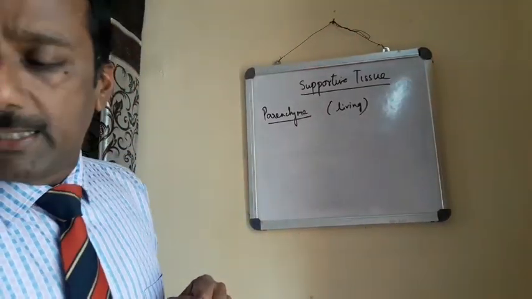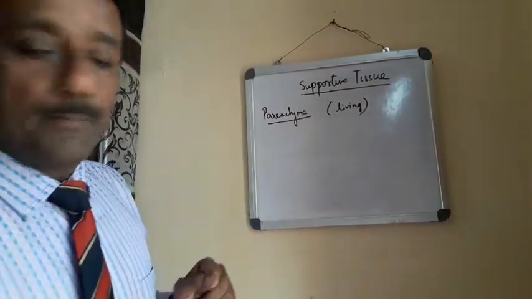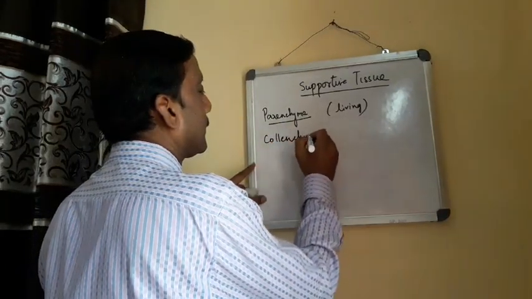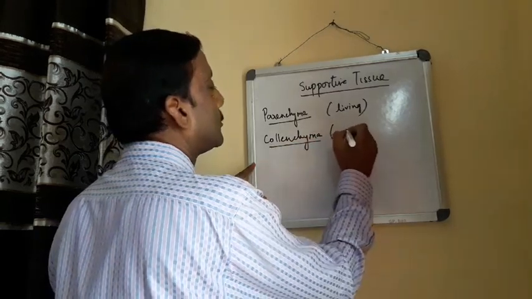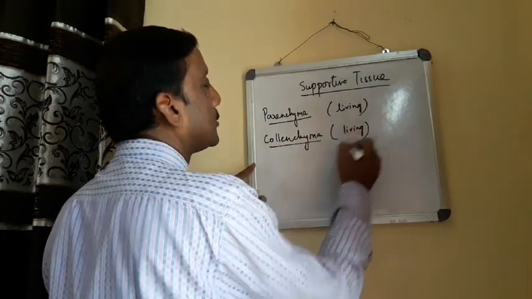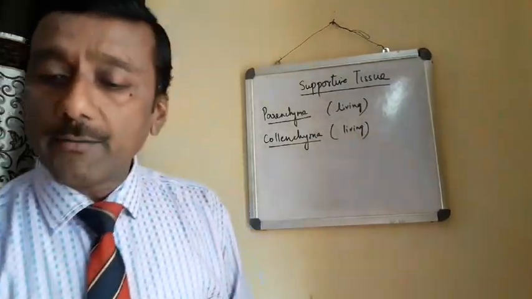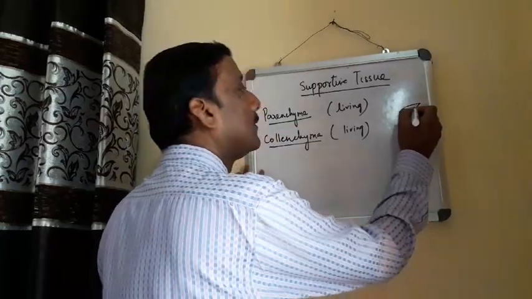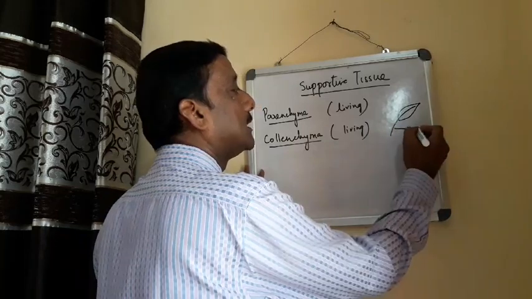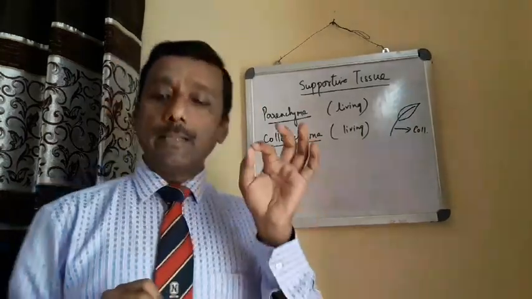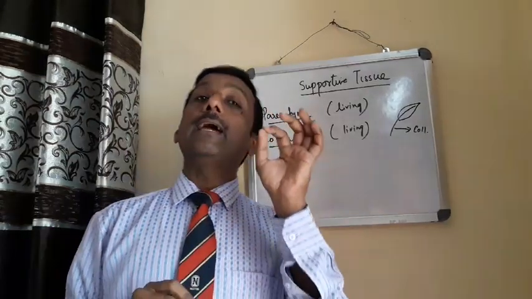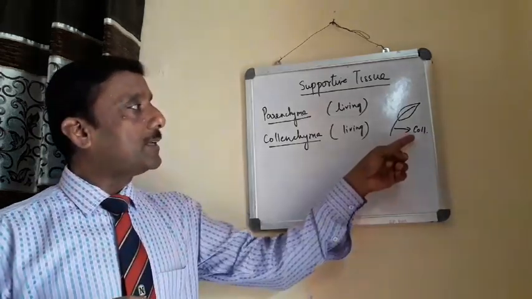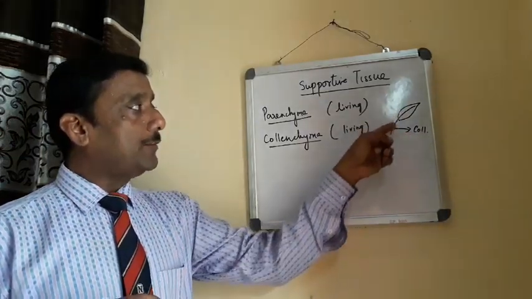The second one we need to understand is collenchyma. They are also living tissue. What is the structure and function of collenchyma? They are available at the leaf stalk. Suppose this is a leaf, here collenchyma is present in the leaf stalk. They are also present in the epidermis, the topmost layer of the skin.